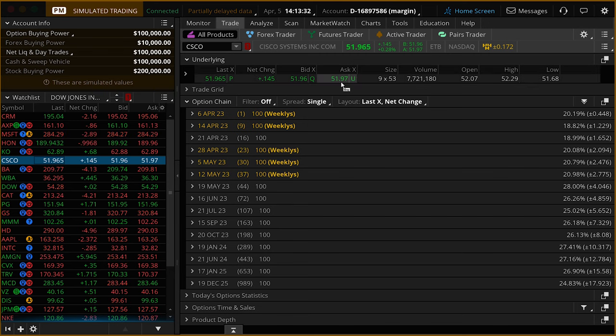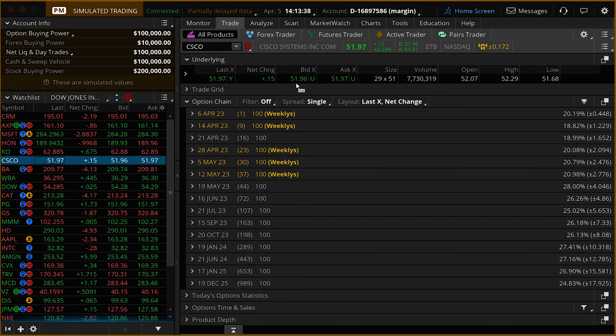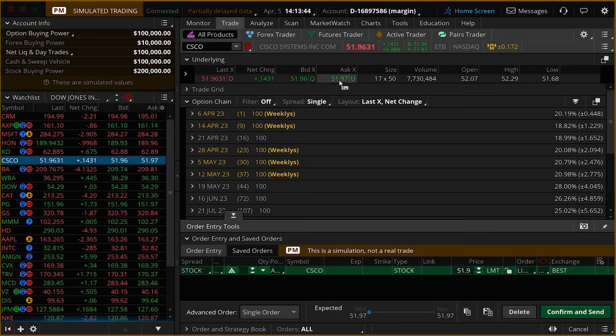If you hover over the ask price, the platform will pull up a little buy right next to your cursor there. And if you hover over the bid, guess what? There's a little sell over there. So let's start by creating a limit order to buy Cisco. I'm going to go ahead and click on this price, and what you'll notice is the bottom of the platform opens up an order ticket.